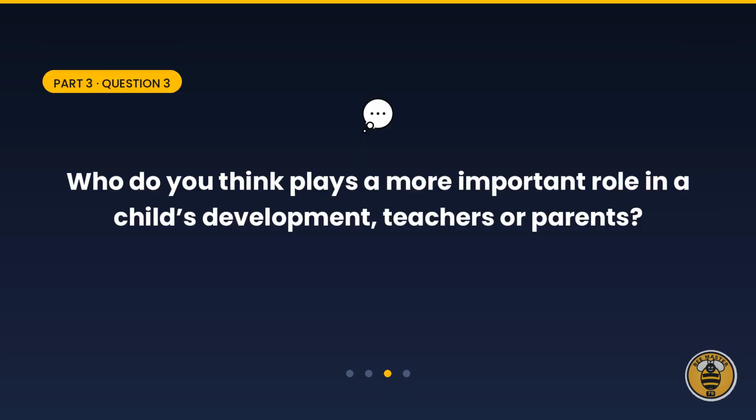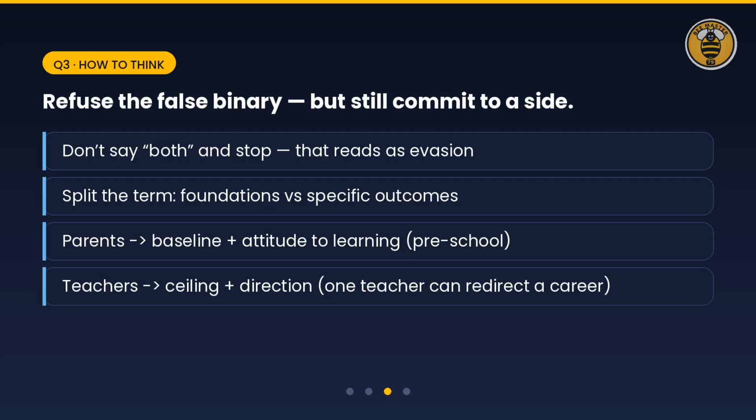Question 3. Who do you think plays a more important role in a child's development, teachers or parents? This is a false binary, and the weak answer is simply both. Both, on its own, sounds like evasion. Split the idea instead, foundations against outcomes, and then still pick a side.